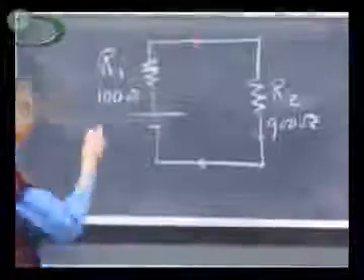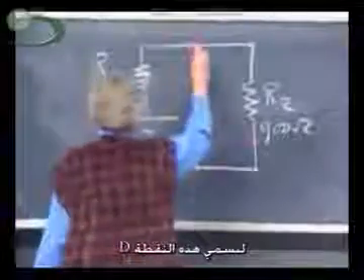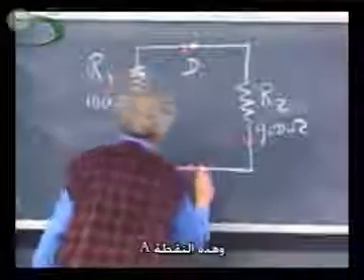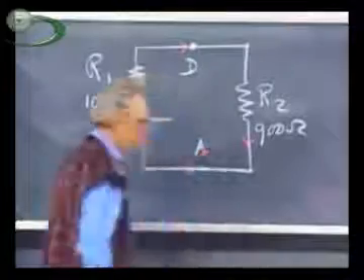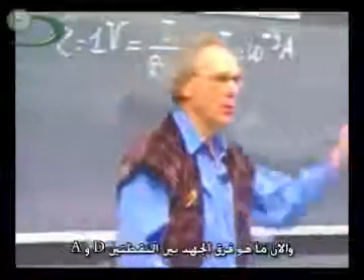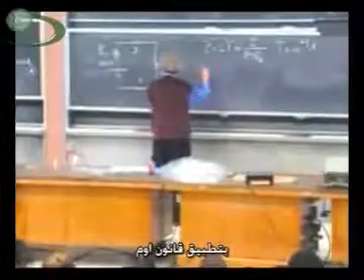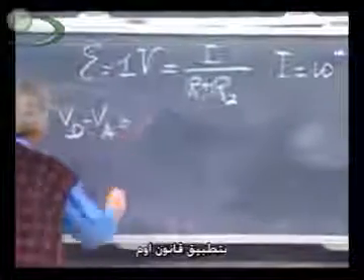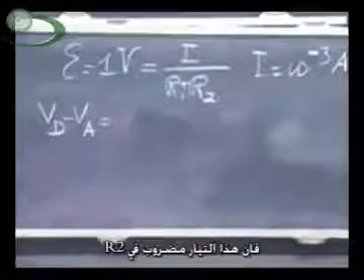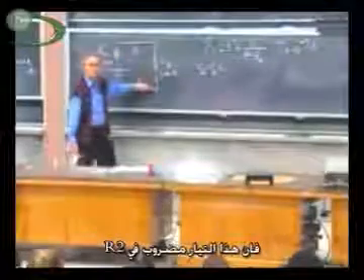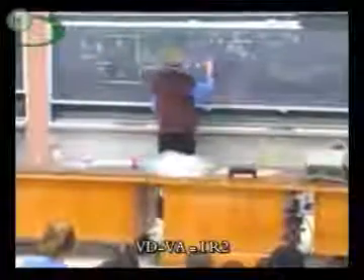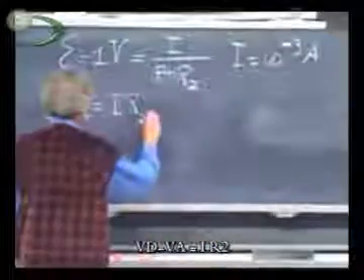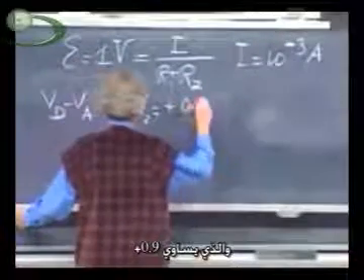Current is going to flow like this. Fine. Let's call this point D, and we call this point A. And I asked you, what is the potential difference between D and A? You will be equally insulted. VD minus VA. You apply Ohm's law. You say that's this current times R2. Absolutely. I times R2. So that is plus 0.9 volts.